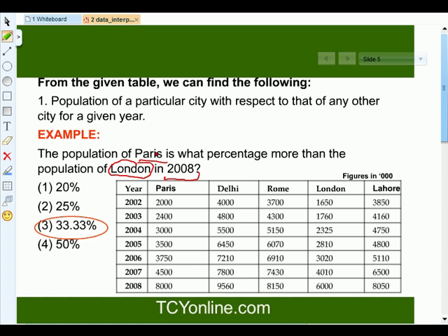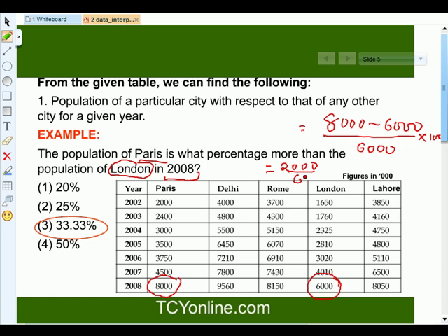We know that the population of Paris in 2008 is simply 8,000, while the population of London in 2008 is 6,000. Now, so as to find by what percent the population of Paris is more than the population of London, we will use this formula: the increase in population, which is simply 8,000 minus 6,000, over the population of London, that's 6,000, times 100. We multiply by 100 because we have to find our answer in percentage. So this gives us simply 2,000 over 6,000 times 100, which on solving gives us 33.33%. Hence our answer is 1/3, that is 33.33%. So we can say that the population of Paris is 33.33% more than the population of London in 2008.